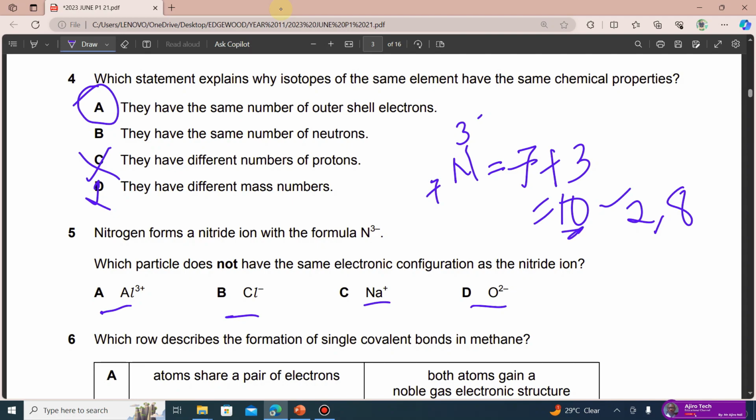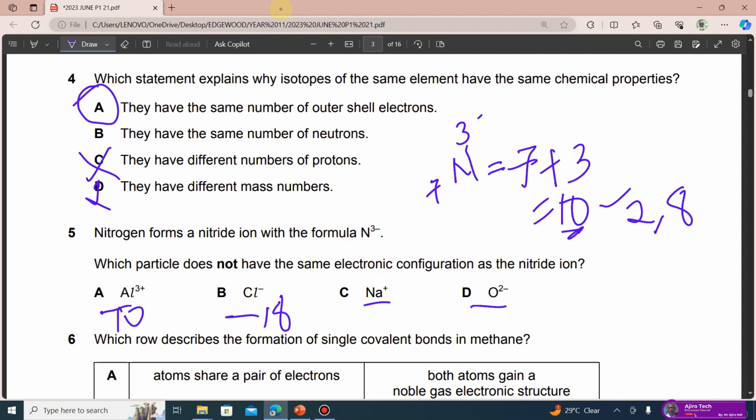So let's obtain the number of electrons for aluminium. Aluminium has atomic number of 13, but there's a 3 plus charge. And because it is positive, it means it is giving out 3 electrons. So it becomes 13 minus 3, and that is 10 for aluminium. We go to chlorine. Chlorine has a proton number of 17. It is receiving 1 electron, so it is 17 plus 1, and that is 18.